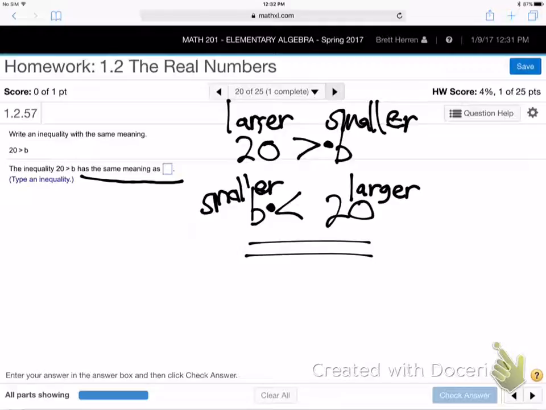So notice you can read it left to right, but it says 20 greater than b, which is the same thing as b is smaller than 20. You can read them left to right or right to left, and the meaning is still the same, isn't it? 20 is the bigger one. B is the smaller one. Either way you read it. That's all they want on that.